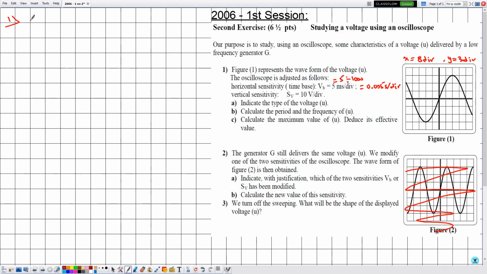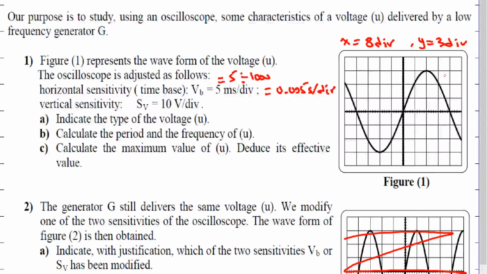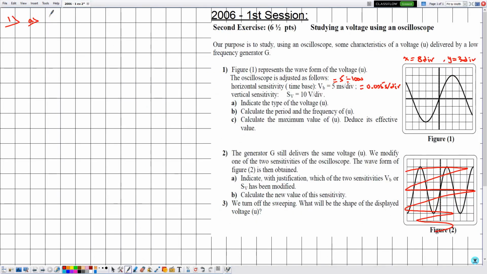Now in part A, they are telling me indicate the type of the voltage U, and indicate means we need to state with a justification. So this axis is labeled by time and this axis is labeled by the voltage U. So this voltage is varying with respect to time and it's negative and positive, and the shape is given by sinusoidal, so it's an AC sinusoidal voltage source.